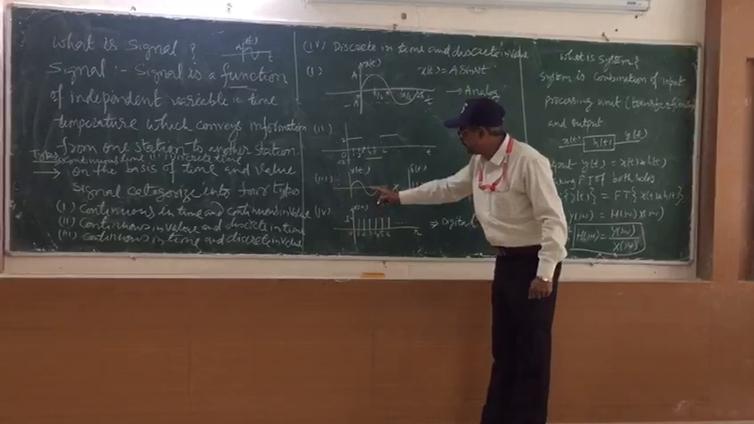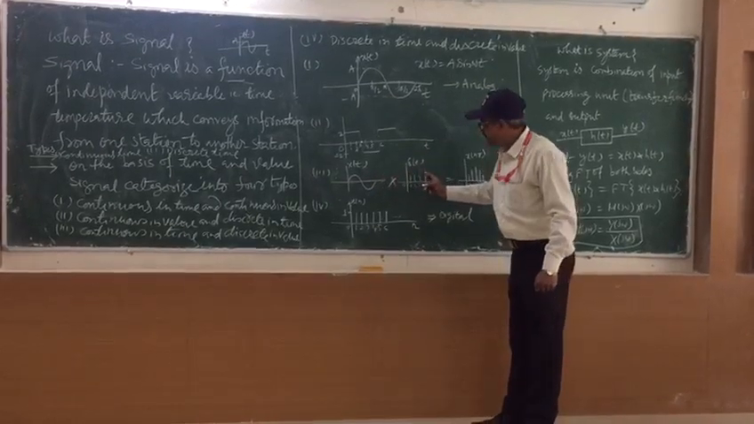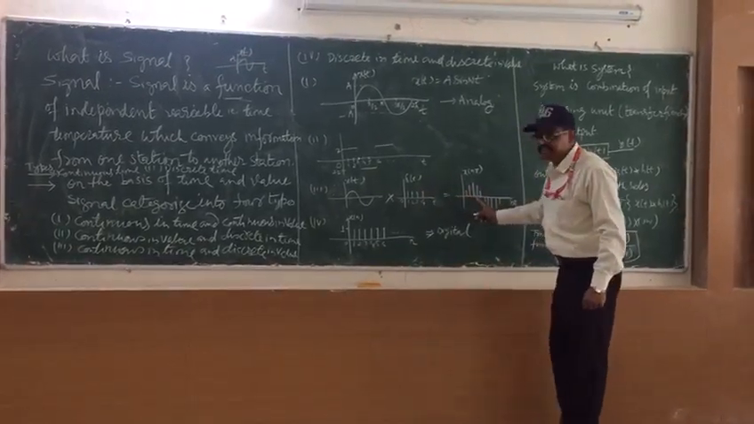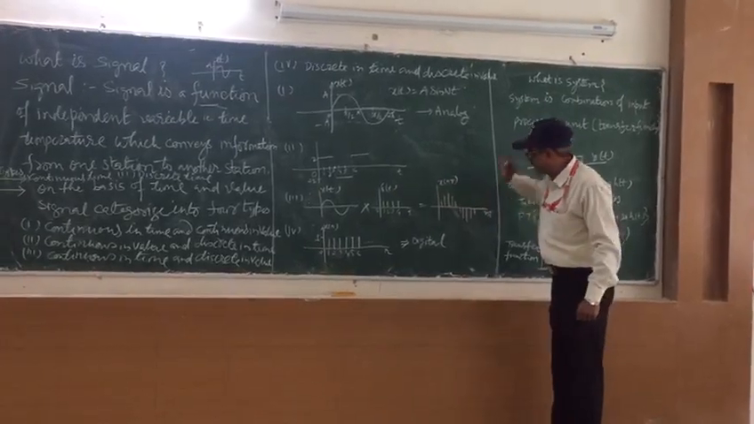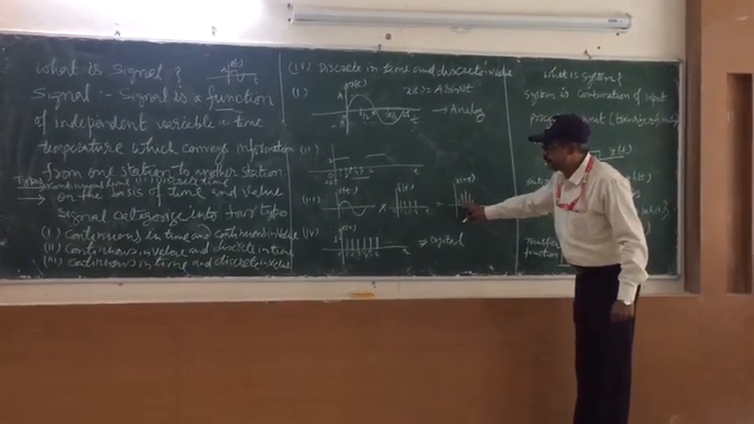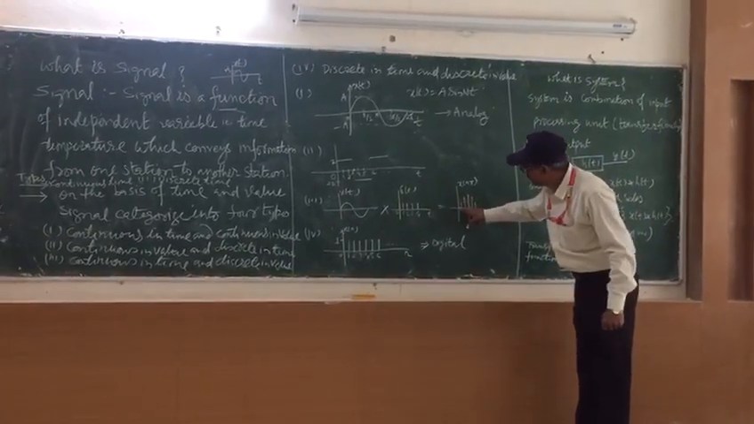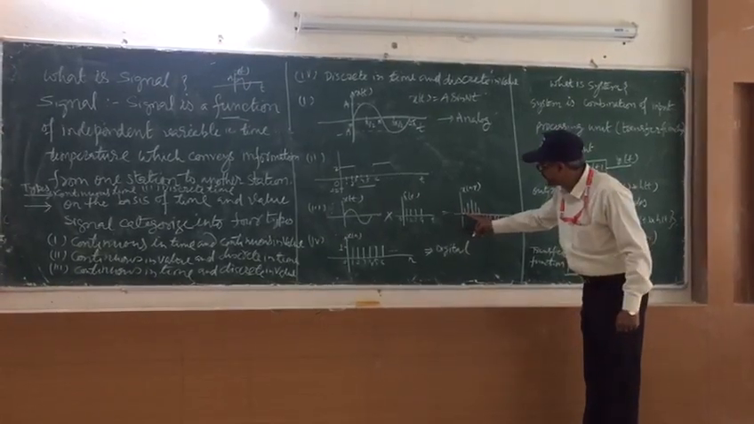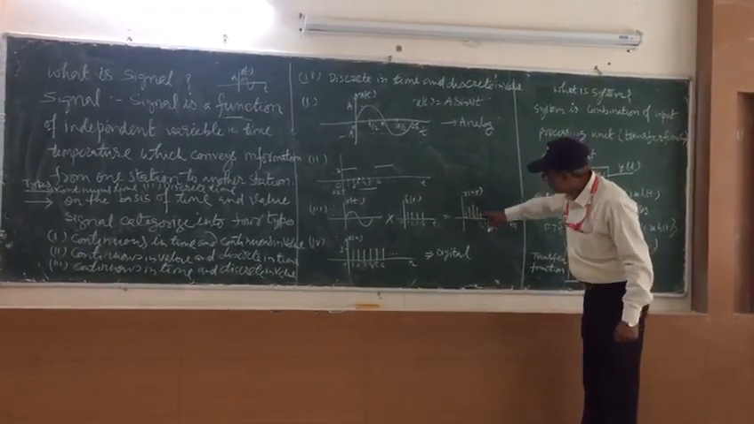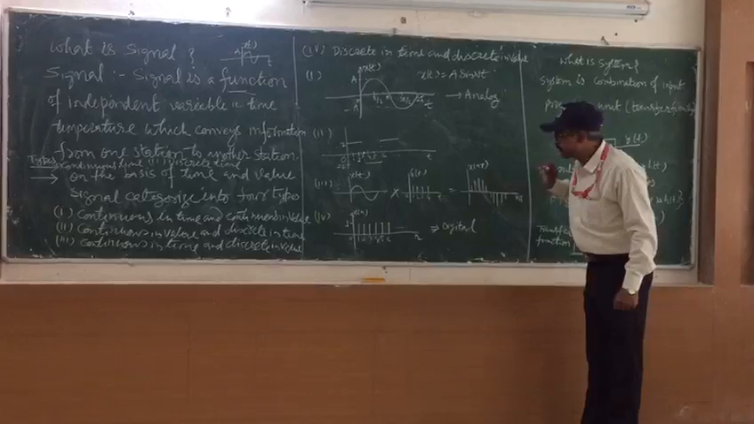Next is continuous in time and discrete in value. This is used for the sampling theorem. A continuous time signal is multiplied with the impulse signal, so we get a discrete signal. This is the discrete signal. Here the time is continuous, but the value is discrete. It means for this instant of time there is no value, and for this instant of time there is no value, but time is continuous. The value is discrete, discontinuous. So this is continuous in time and discrete in value.